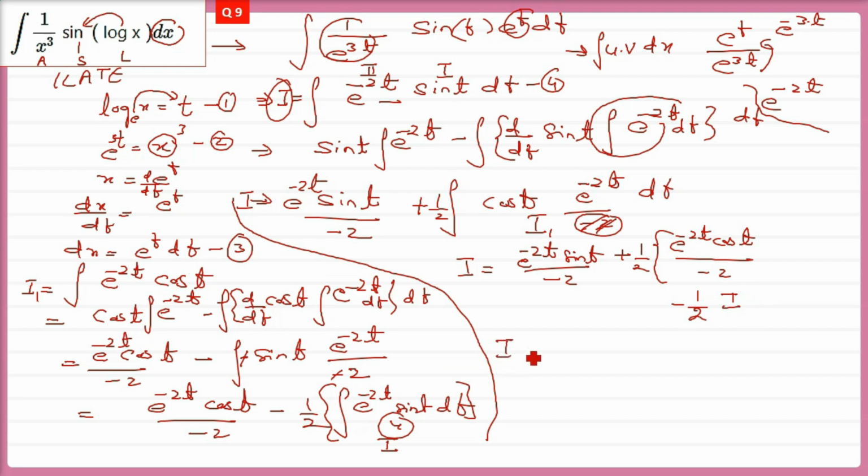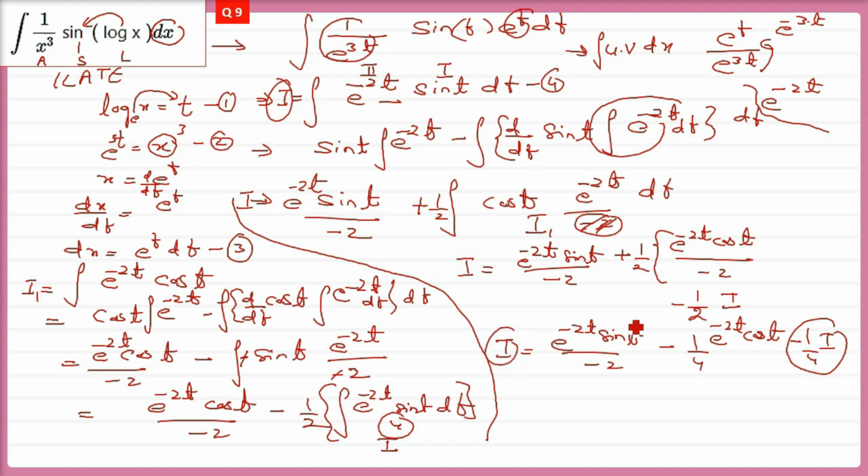and here only you have to write I. Now first you have to multiply half inside, then we'll deal with the other thing. So e raised negative 2t sin t by negative 2, this doesn't change. Here we have half and negative 2 will be negative 1 by 4, e negative 2t cos t. Now when we multiply half with negative half, it will be negative 1 by 4, and this will be I. Negative 1 by 4 I will be taken on the left. So we'll combine this I and 1 by 4 I, and this will give you 5 by 4 I. 1 plus 1 by 4 is 5 by 4.